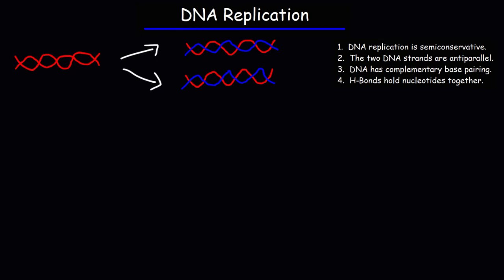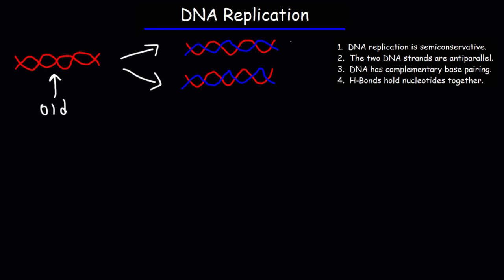In this video, we're going to focus on DNA replication. The first thing that you need to know is that DNA replication is semi-conservative. What does that mean? Looking at the strand on the left, that is the original strand. You can call it the old strand. And on the right, it was replicated. We have two new strands.